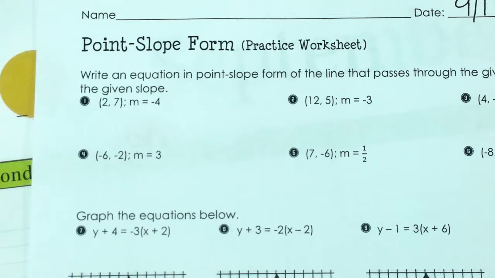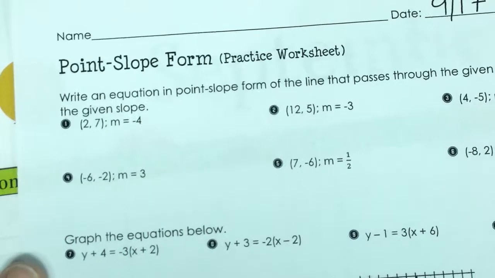Okay, so in this worksheet, we are going to be practicing writing the equation in point slope form using a point and a slope. And then we'll even be graphing from equations that are given to us in point slope form, and then we will be able to determine what our point slope form is from a graph.